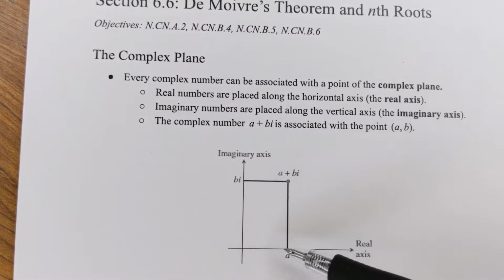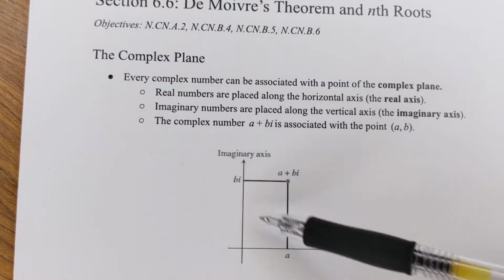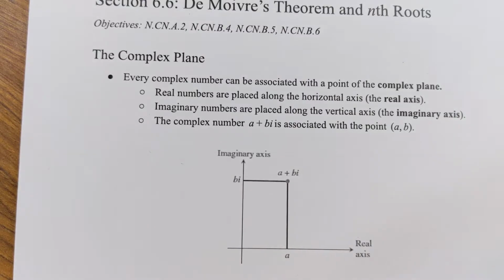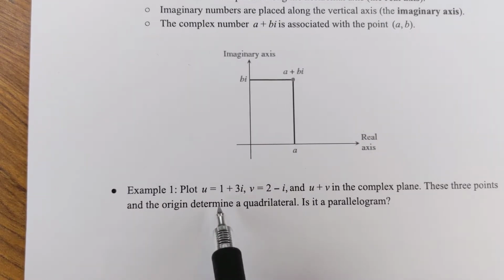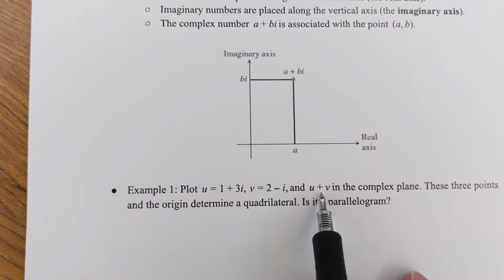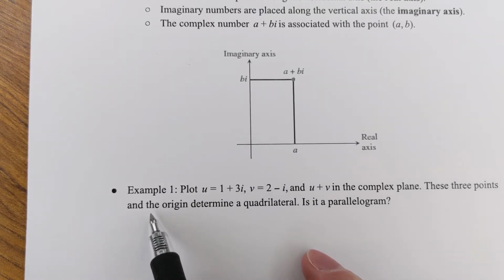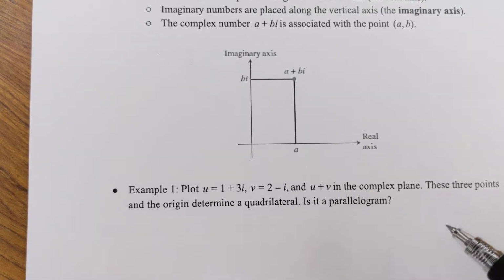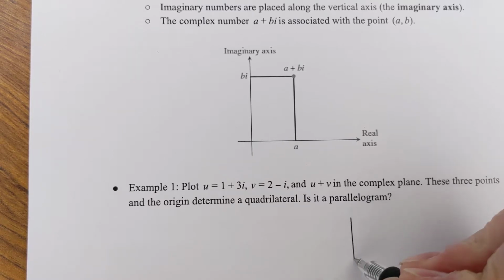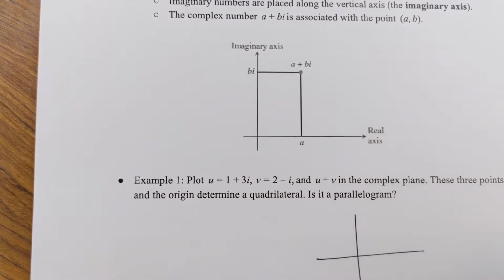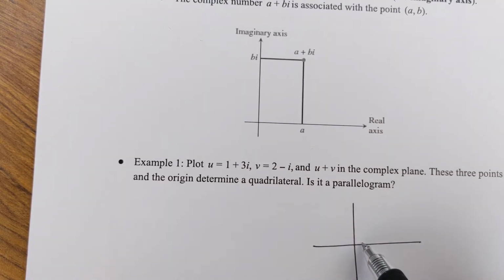The complex number a plus bi has this point here: over a on the real side, bi up on the imaginary axis. So plot u, v, and u plus v in the complex plane. These 3 points and the origin determine a quadrilateral. Is it a parallelogram? All right, well, let's see here. So u is 1, 3i, which would be over 1, up 3. So there's 1 plus 3i.